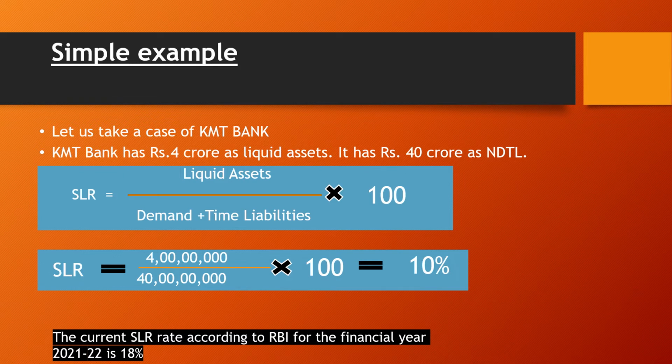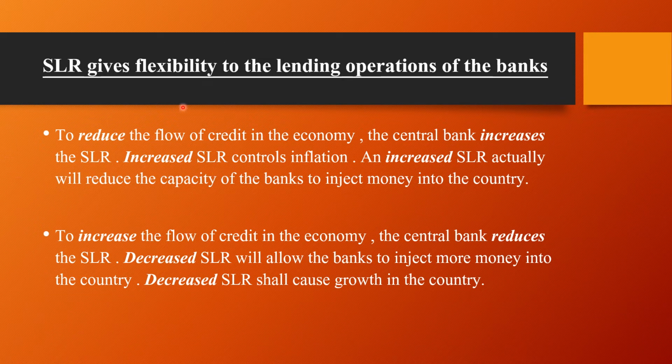Now, the current SLR rate according to RBI for the financial year 2021-2022 is 18%. Okay, this is the current slab. Now, SLR gives flexibility to the lending operations of the banks. How does it provide? Let's see.